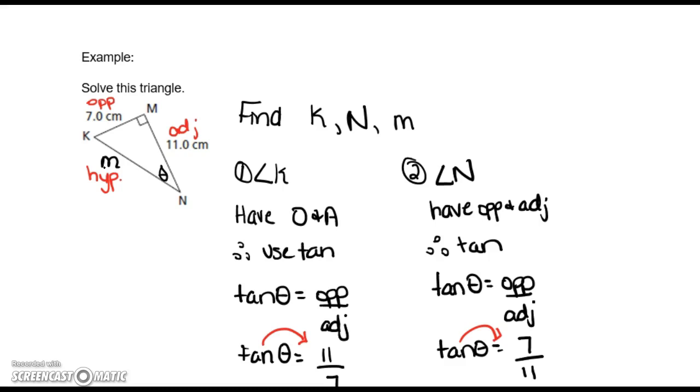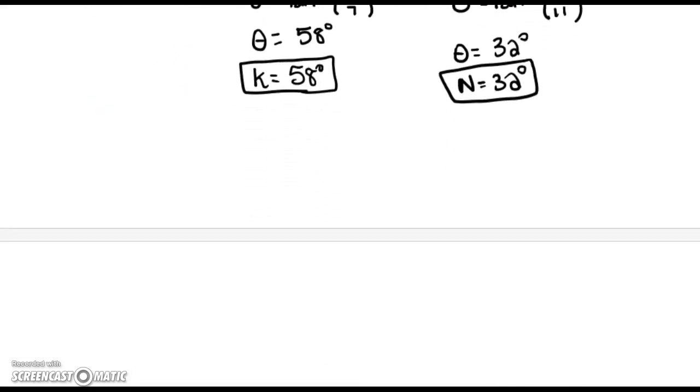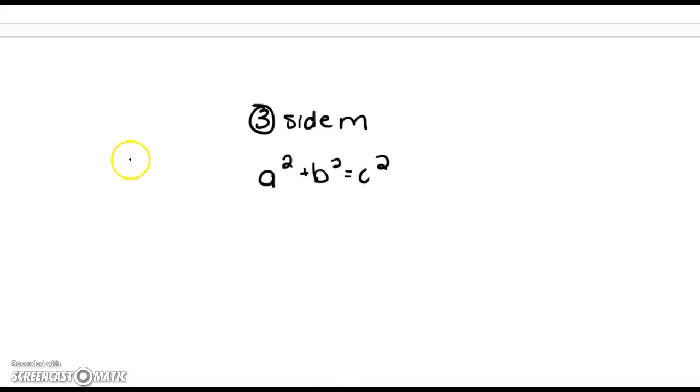In this case, to find side M, we're working with 2 sides and we're trying to find the other side. So we're working with 3 sides in total, which means that we will use Pythagorean theorem to solve. Here we have a squared plus b squared is equal to c squared. Before I move on, I'm just going to quickly redraw a picture of this triangle. So I had side 7.0, 11.0, and we had side M here.